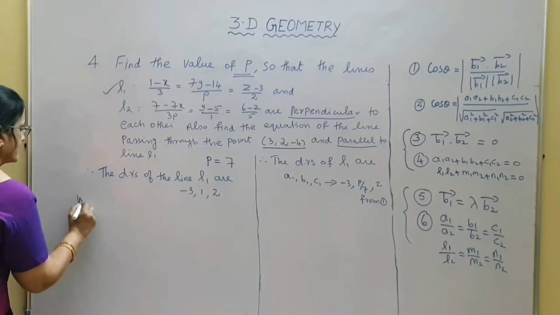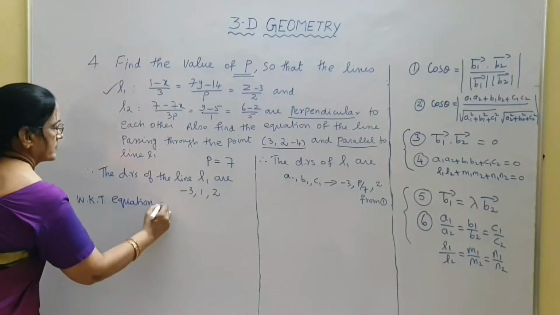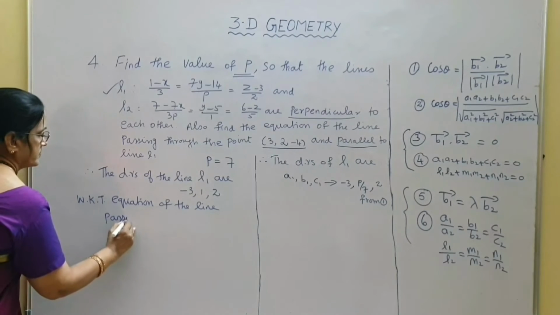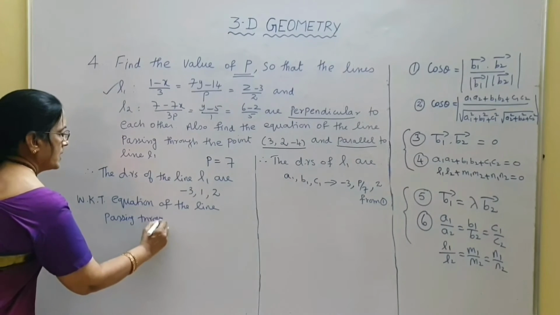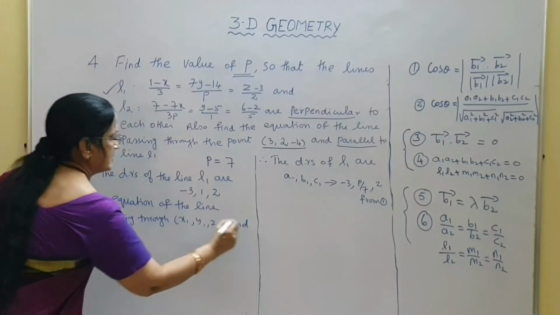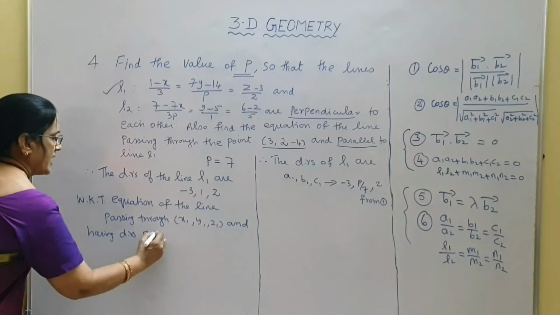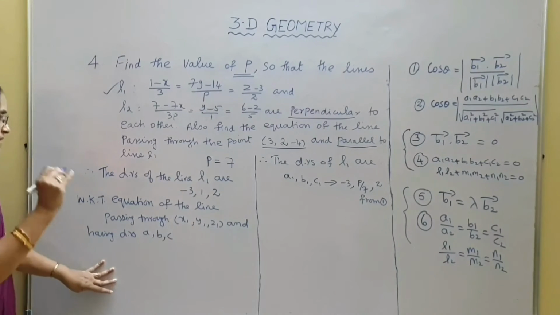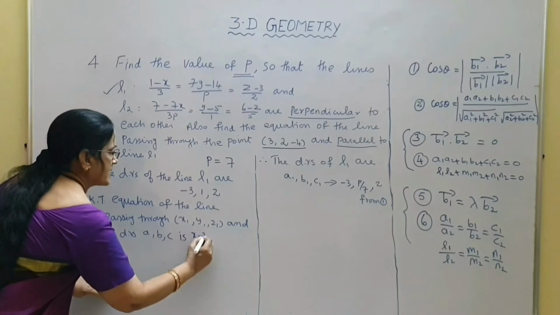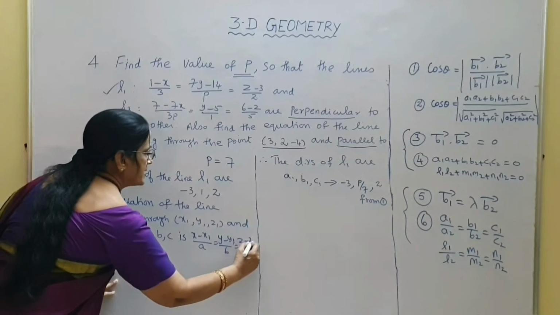So we know that the equation of the line passing through x1, y1, z1 and having DRs, that is direction ratios a, b, c, is nothing but (x minus x1) by a is equal to (y minus y1) by b is equal to (z minus z1) by c.